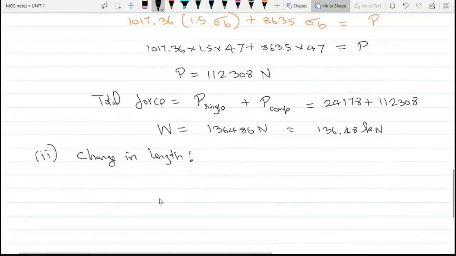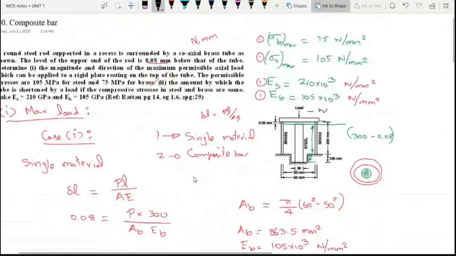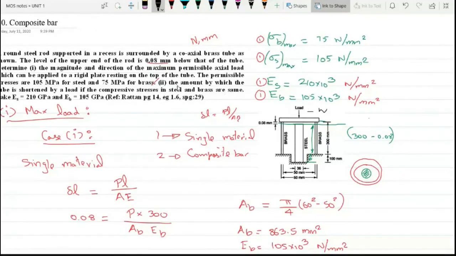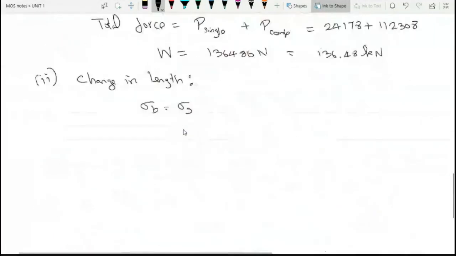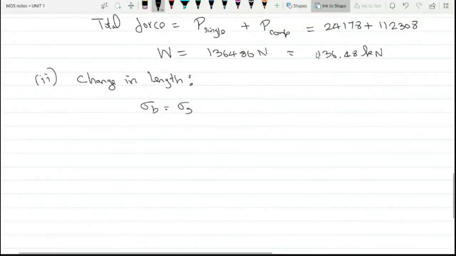Let us go for change in length. For change in length, they are saying that sigma B is equal to sigma S, so the stresses are equal. In the question they mentioned that the compressive stresses in steel and brass are the same. What will be the change in length? Simple. I'm not going to consider the previous cases. Forget about it. Now we are in the second case, and our aim is only to identify the value of del L.